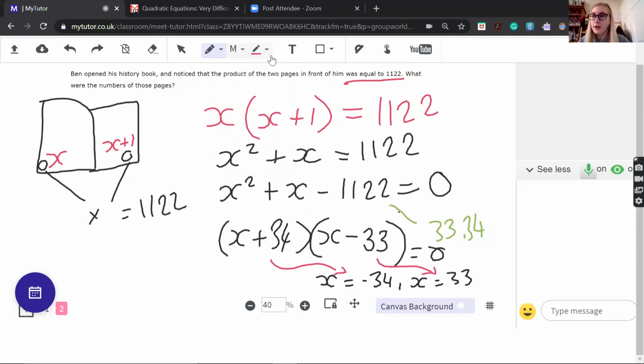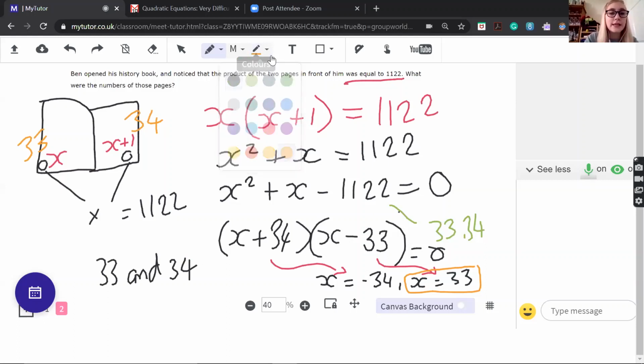And at the end of last time, we went over a trapezium question. And I said that sometimes you have to just choose one of the solutions. And with the trapezium one, it was because you took the positive answer because you can't have a negative length. Here, we're going to take the positive solution because we can't have a negative page number. It would be a bit weird if he started on page minus 34. You know, he could be, but I doubt he is. So that means that this page is 33, which makes this page 34. So the numbers of those pages are 33 and 34.